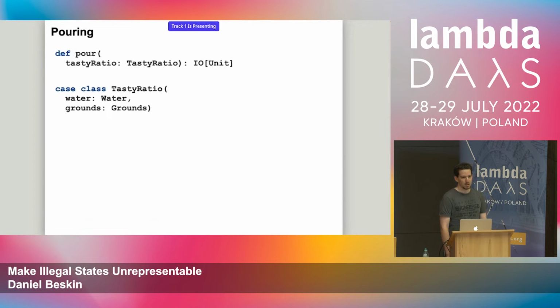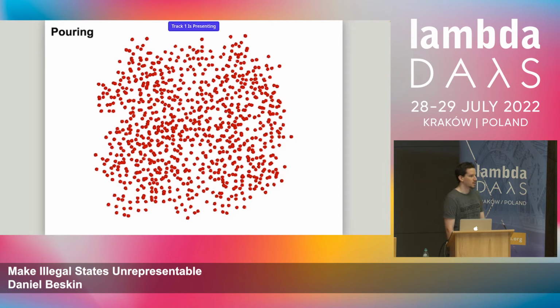And in this case, we have so many illegal states because most combinations of water and grounds will probably be illegal. So our state space is just full of illegal states. And just a comparatively small number of combinations of water and grounds are actually legal. What we want to achieve is to only be able to write down the legal combinations and make all other combinations completely impossible. That's our goal.